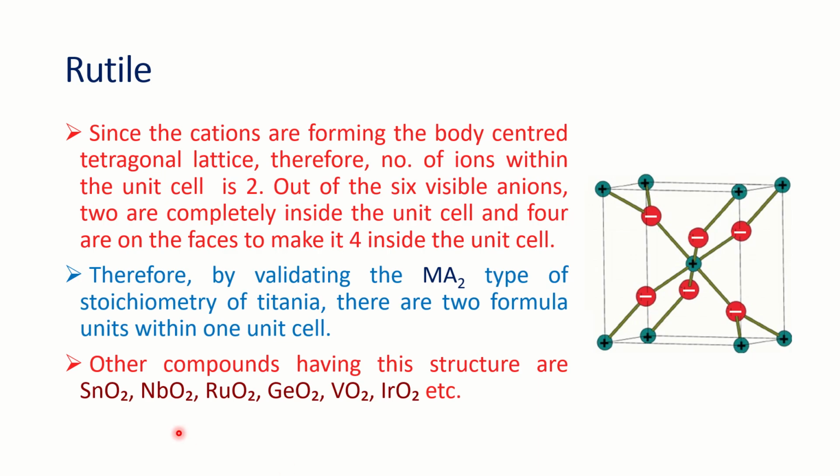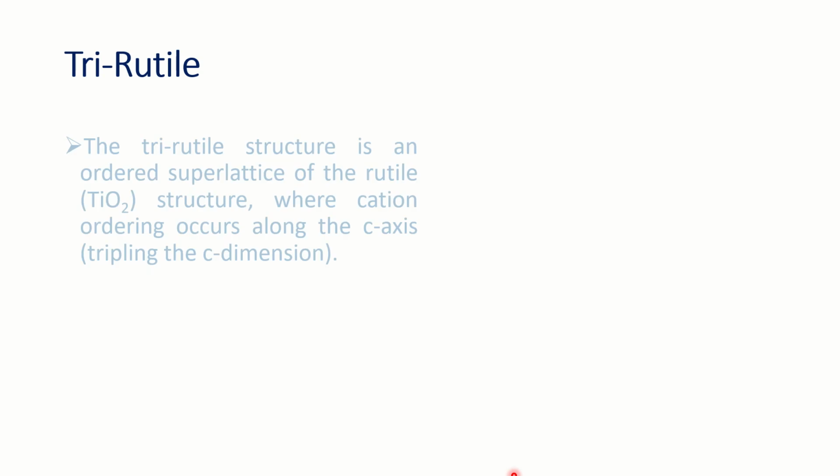This type of structure is adopted by so many other metal compounds such as stannic oxide, niobium oxide, ruthenium oxide, germanium oxide, vanadium oxide, iridium oxide, etc. Now, apart from this, there is yet another structure which is trirutile. What about this trirutile?